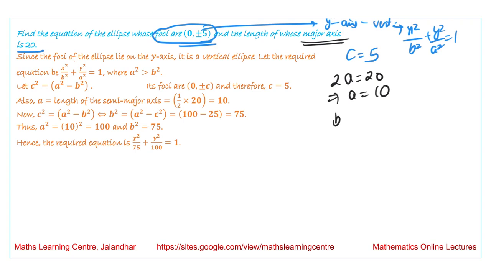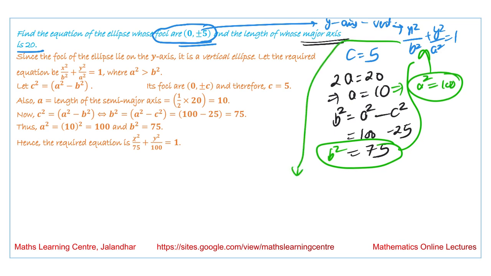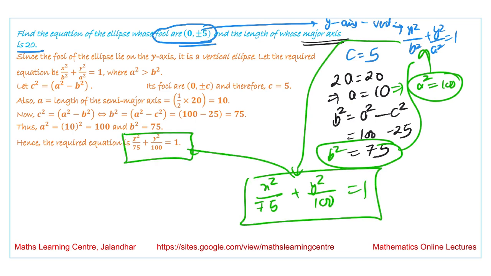So the value of b square we obtain, that is equal to a square minus c square, that is equal to 100 minus 25 is equal to 75. So we have obtained the value of b square as 75. We have obtained the value of a square as 100. If we substitute these values in this equation, the final equation we will get is x square over 75 plus y square over 100 is equal to 1. So this is the required equation.